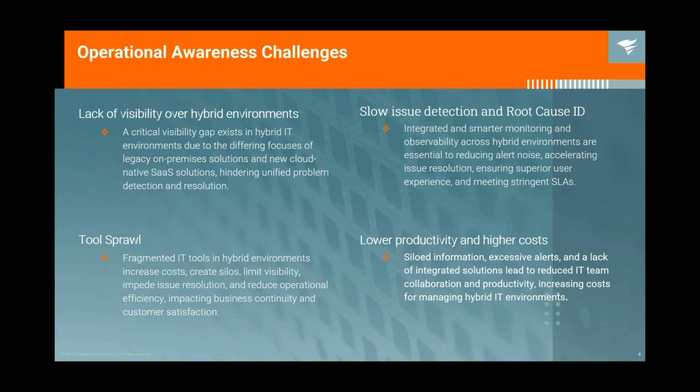And then finally, lower productivity and higher costs. Obviously, working very siloed and having excessive alerts, these things can slow us down, and it costs us time, it costs us resources, and when you're down, you're not only causing problems for your users, but a lot of times it's costing you money as well. So money and time, and it's affecting our mission, and we need to make sure we stay focused on meeting that mission every single day.